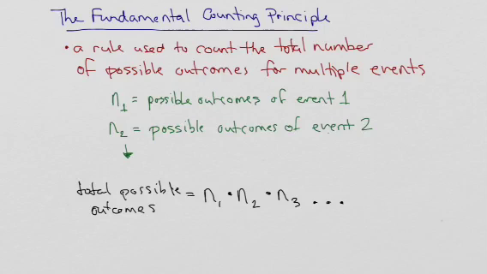So, if N1 is the possible outcomes of event number 1, and N2 is the possible outcomes of event number 2, and so forth, then the fundamental counting principle says that the total number of outcomes will occur if I multiply N1 times N2 times N3, as far as it goes, for whatever problem you're looking at. It's a little awkward to discuss without looking at some examples, so I think the examples will clear things up.